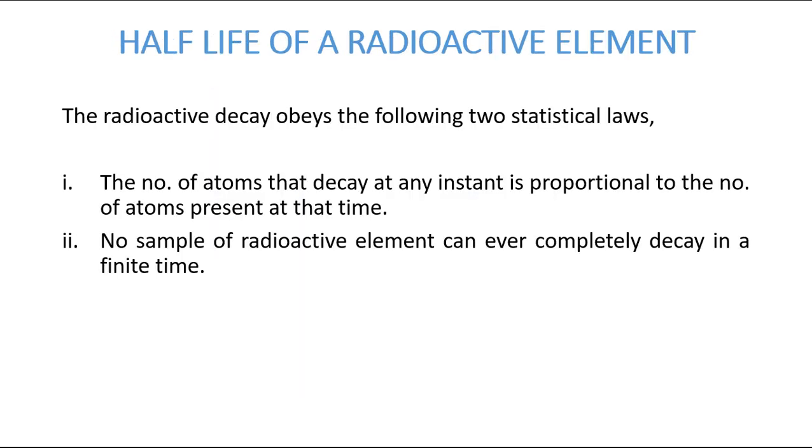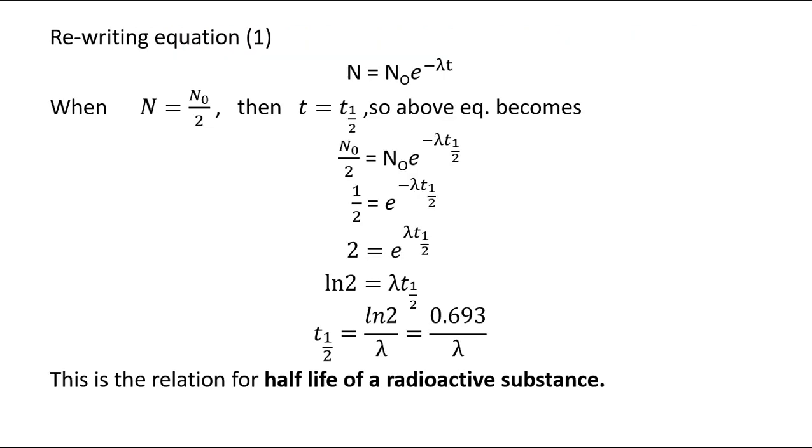Radioactive decay obeys the following two statistical laws. The number of atoms that decay at any instant is proportional to the number of atoms present at that time. This we used during the formation of the decay law. No sample of a radioactive element can ever completely decay in a finite time, according to the radioactive decay law. So it needs infinite time for total decay of the parent nuclei.